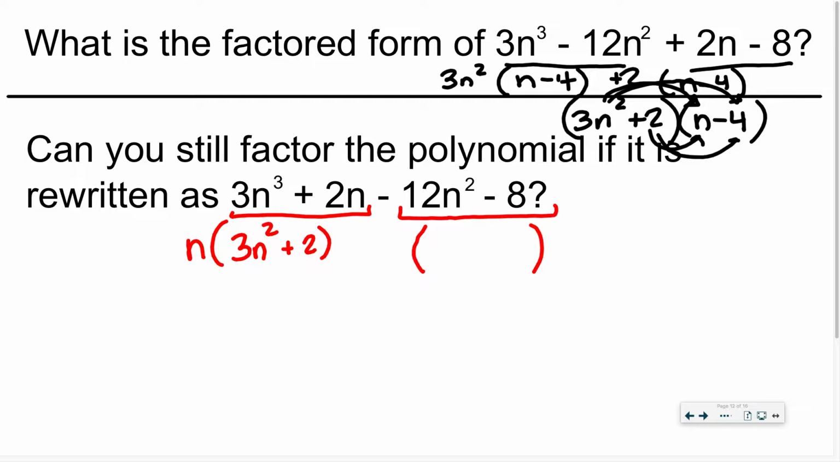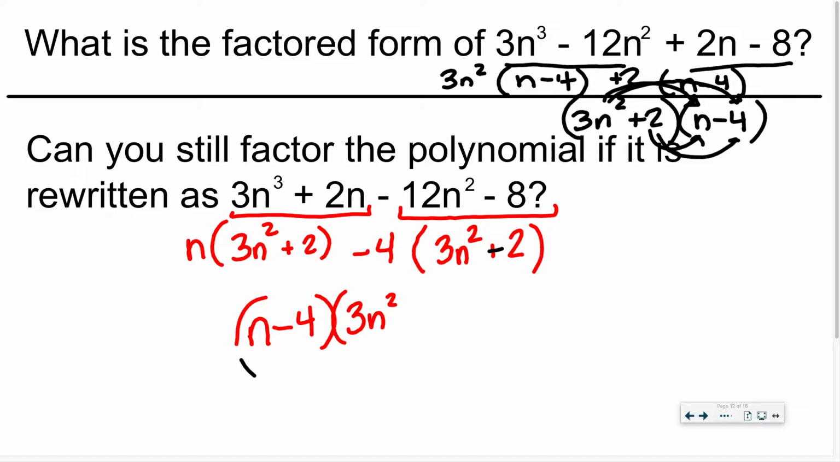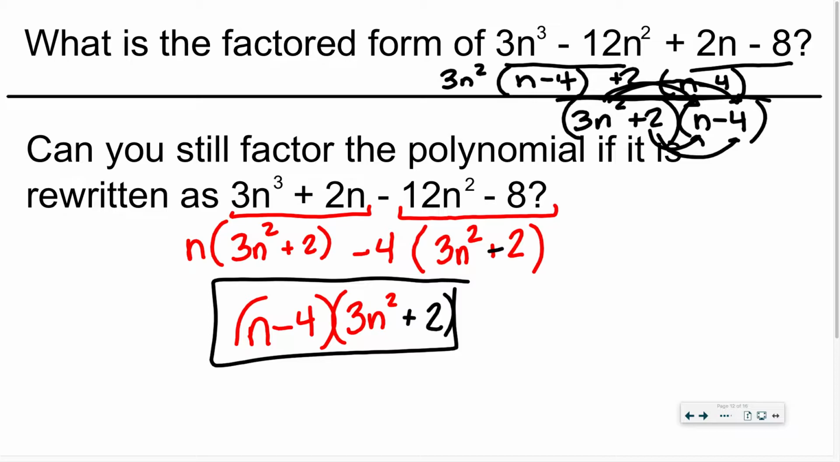The greatest common factor would be what? A negative 4. And then I'd be left with a 3n squared plus a 2. So if I had to rewrite this one, the first binomial would have been the n minus 4, and it would have distributed to the 3n squared plus 2. Can I change the order of multiplication from this to this? Yeah. Sure. 3 times 2 is the same as 2 times 3. And that's really what it would look like.